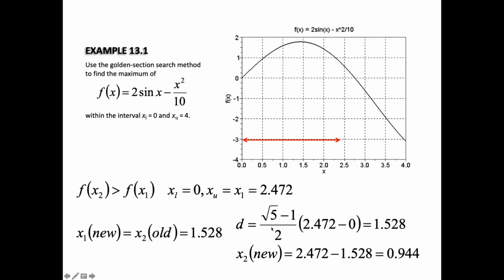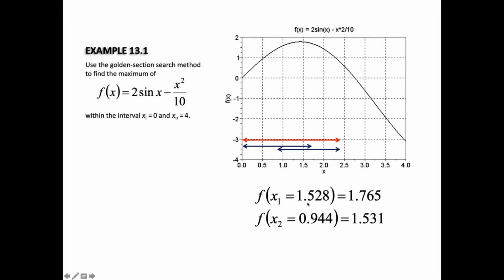We solve for d using the golden ratio and we obtain 1.528 for d. We then add d to xl and subtract d from xu. This will give us two new intervals, where the first interval is from xl equals 0 up to the new x1, which is 1.528. The second interval is from the new x2, which is 0.944, up to xu, which is 2.472. We then evaluate f of x1 and f of x2.